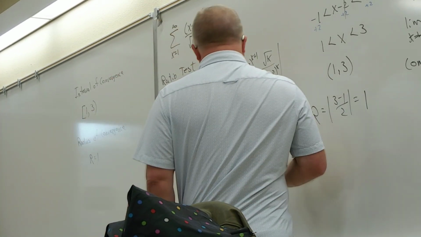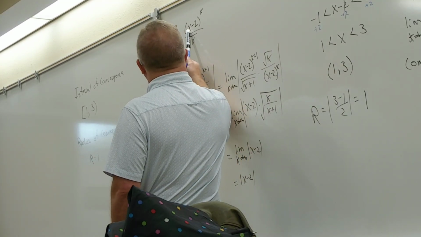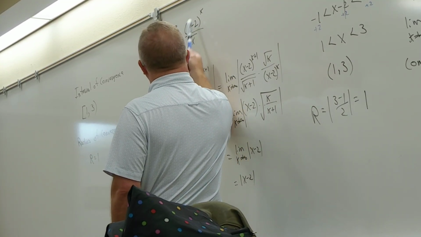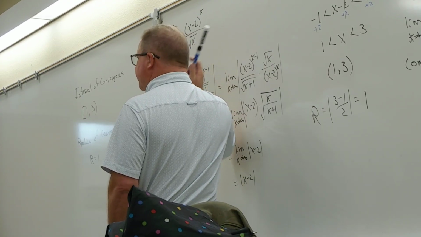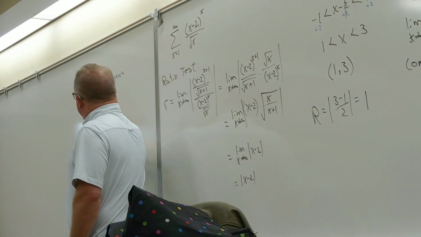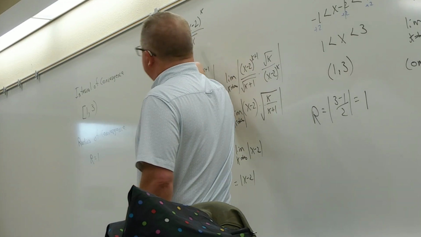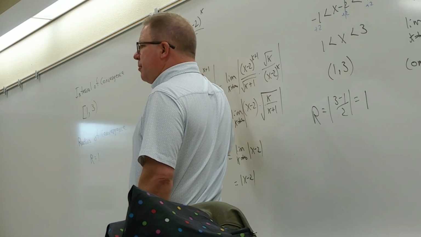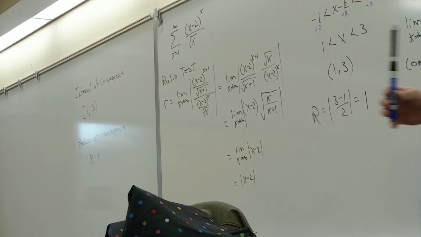If you put a number greater than 3 in there, put in 5, 5 minus 2 is 3, so then you're going to have 3 to the k, and that's going to outgrow the denominator, and it's going to diverge. It only converges for values from this interval. Put anything from that interval in for x, and this will converge. Does that make sense? That's what this shows.